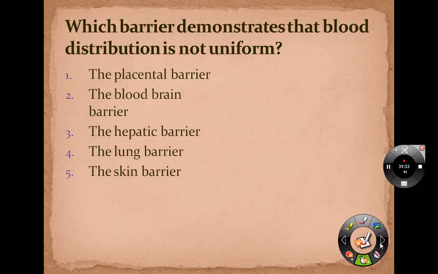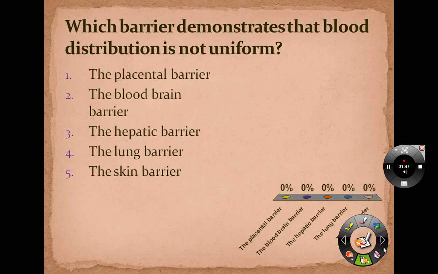So what do you guys think? What about the lung barrier? The blood-lung barrier prevents toxins from the air getting into your lungs. Thoughts? Ideas? This one's tougher. I don't know. Blood distribution is not uniform. What that means is that it's not spread equally throughout the body.